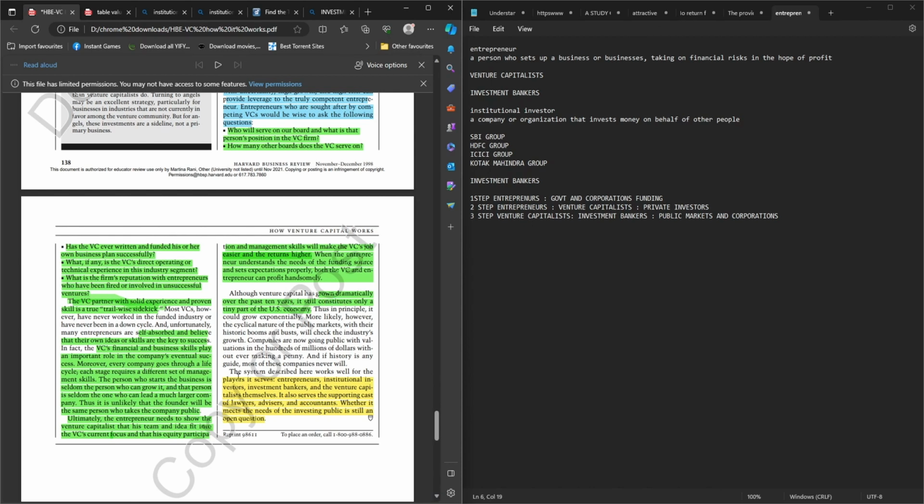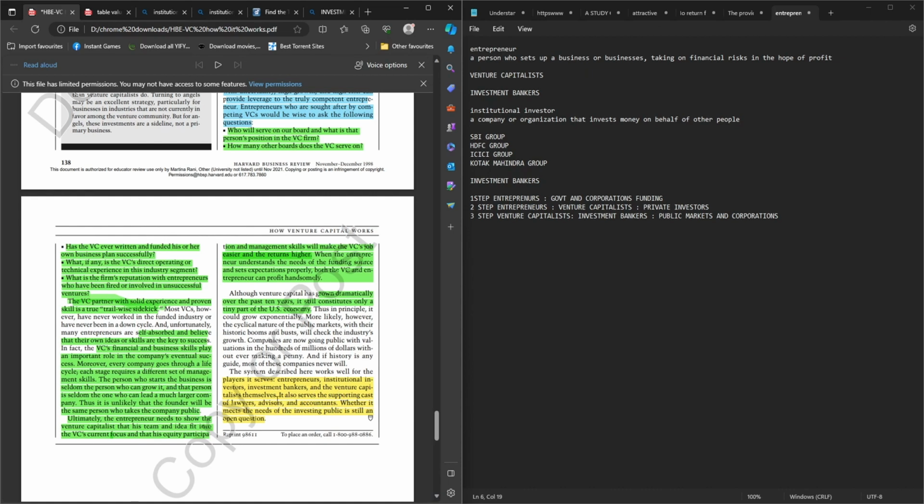Although venture capital has grown dramatically over the past 10 years, it still constitutes only a tiny part of the US economy. The system described here works well for the players it serves: entrepreneurs, institutional investors, investment bankers, and venture capitalists themselves. These are the people who are involved in the business. It also serves the supporting cast of lawyers, advisors, and accountants.